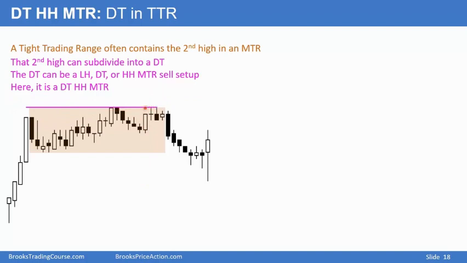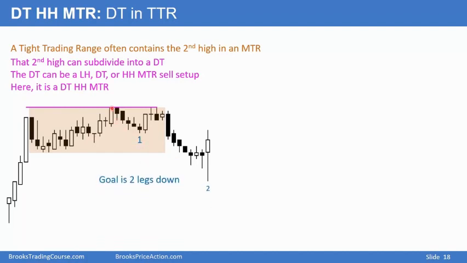Double top in a tight trading range. This time it's a higher high. This is a type of major trend reversal. If you want, you can say bull trend, bear breakout with a tight trading range, and then a higher high major trend reversal that formed a double top.